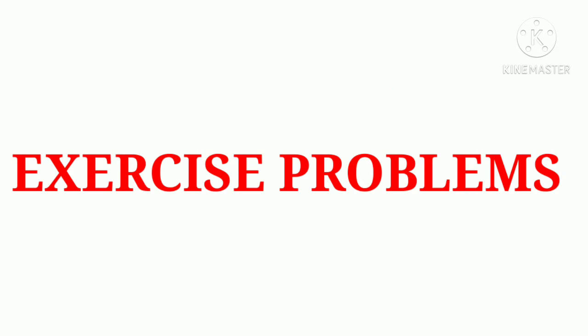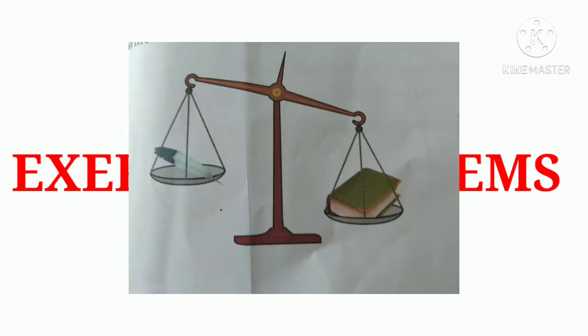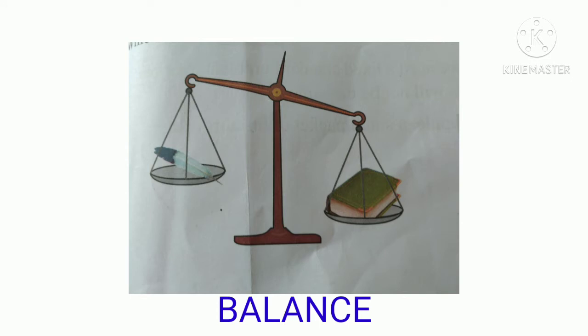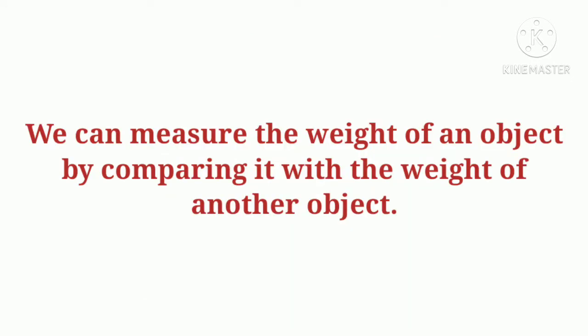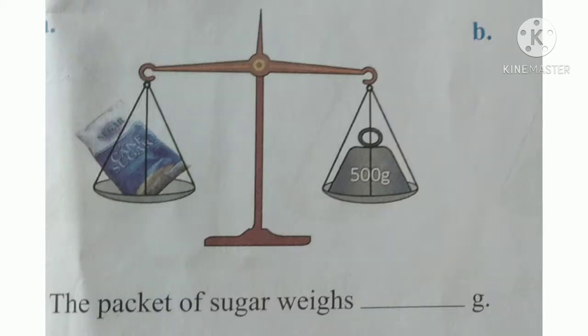Next, let us do some exercise problems. We know a simple balance has two pans. We can measure the weight of an object by comparing it with the weight of another object. Let us understand this with examples. We know when we put things of equal weight, the pans remain in the same level. Here you can see a balance in which the pans remain in the same level. So we can say that both the objects have the equal weight.